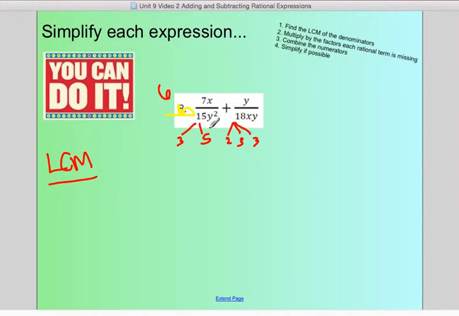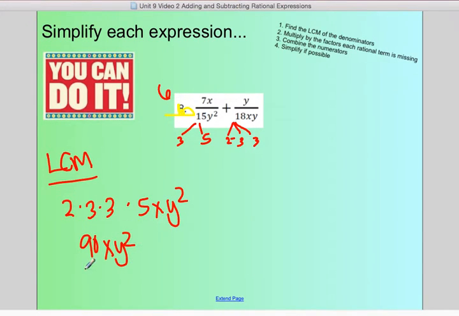Okay, so my LCM: there's 1 two, there's 1 three here, there's 2 threes, so I'd write down 3 of them. And there's 1 five. There is an x and y squared. So 2 times 3 times 3 times 5 gives us 90xy squared. So this is what our common denominator should be.